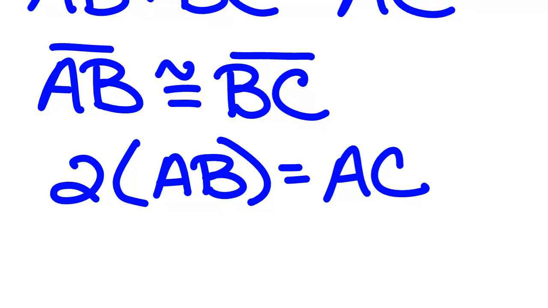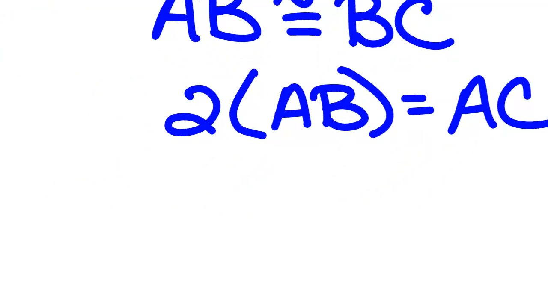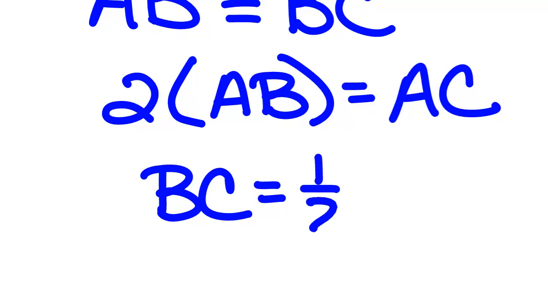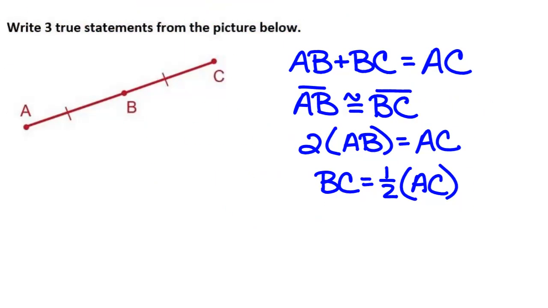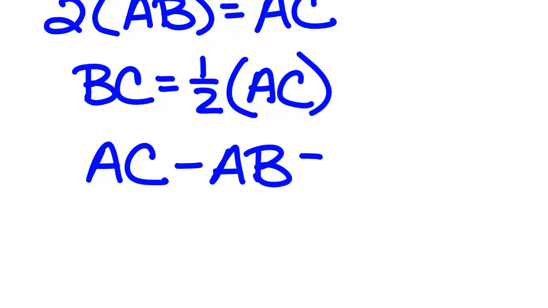I want to write down just a couple more. BC is how much of AC? Half. BC is half of AC. What would I get if I took the length of segment AC and I subtracted off the length of segment AB? I would get the length of BC.